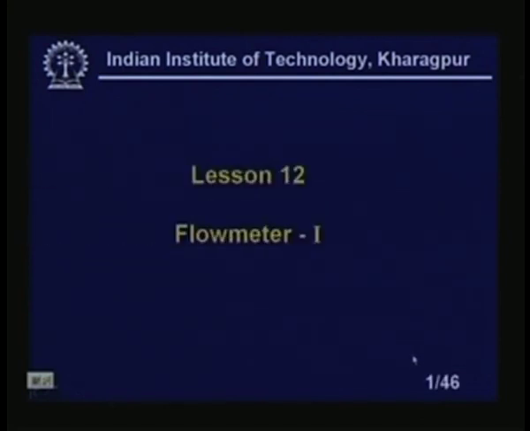Welcome to lesson 12 of industrial instrumentation. In this lesson we will basically study flow meters. As you know, the 3 basic process parameters are pressure, temperature and flow. However, if you look at the number of sensors available, the varieties for pressure and temperature are much fewer compared to flow.